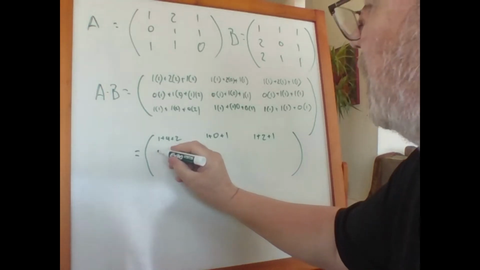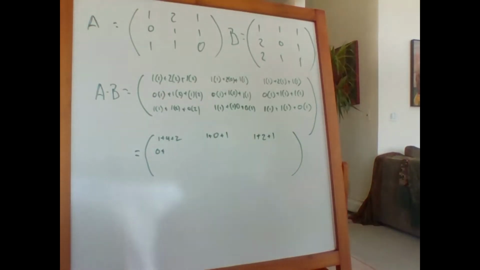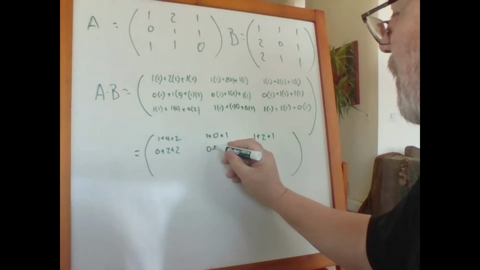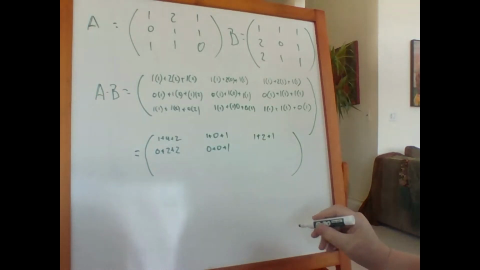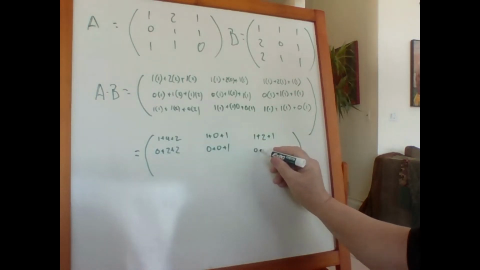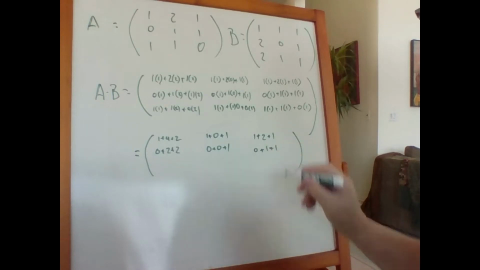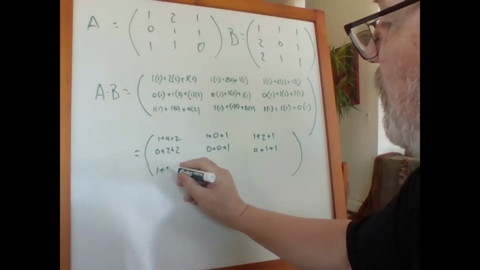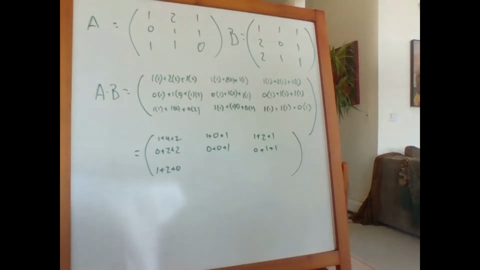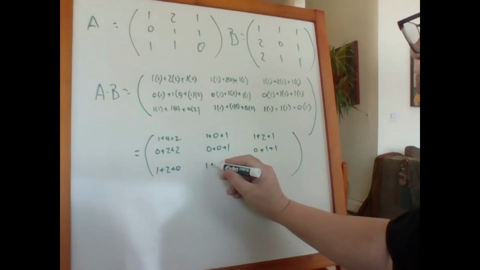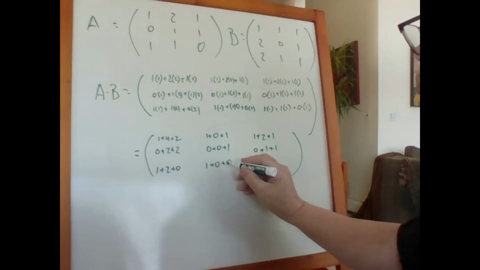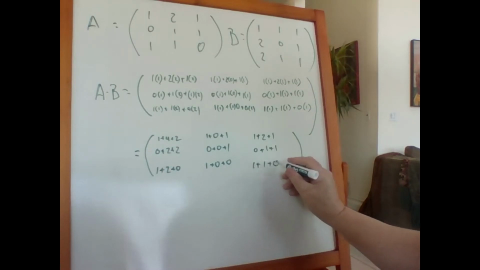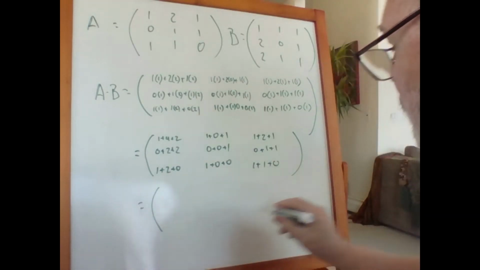And here we have 0 plus 2 plus 2, 0 plus 0 plus 1, 0 plus 1 plus 1. And the last row is 1 plus 2 plus 0. We got 1 plus 0 plus 0, and 1 plus 1 plus 0, and that equals, this is our final matrix.